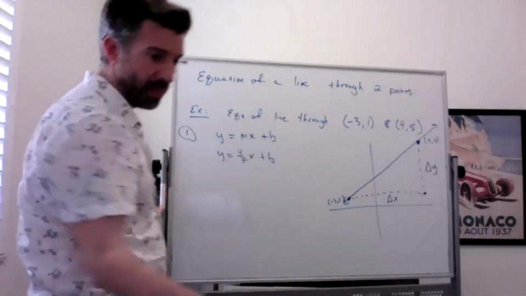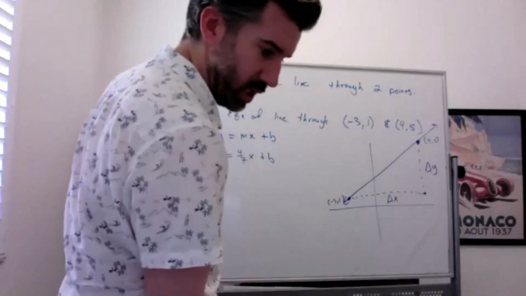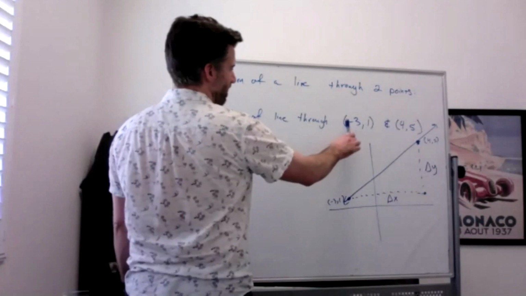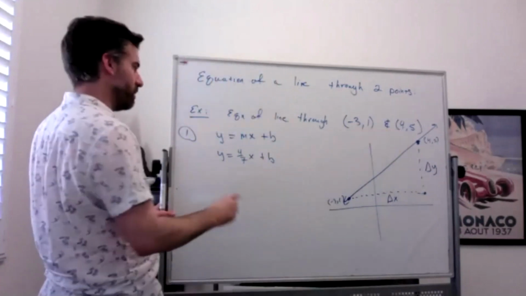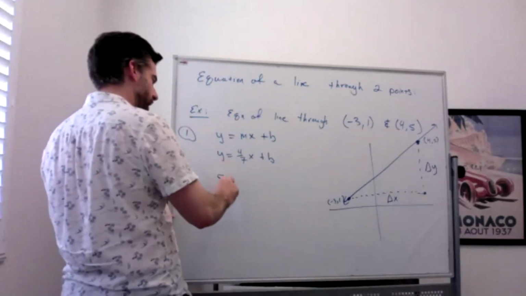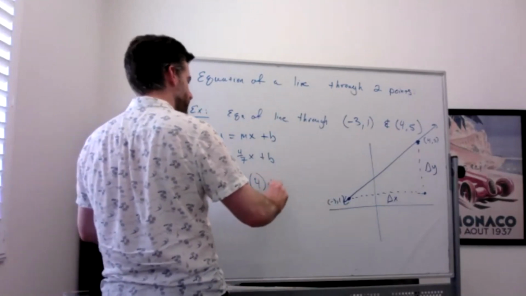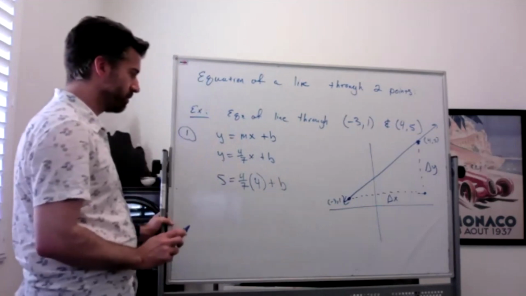So I'm going to do it the opposite way I did it in the notes here, just to change it up a little bit. No, actually, I'm not going to do the opposite way. So I'm going to plug in 5 for y and 4 for x and solve for b.